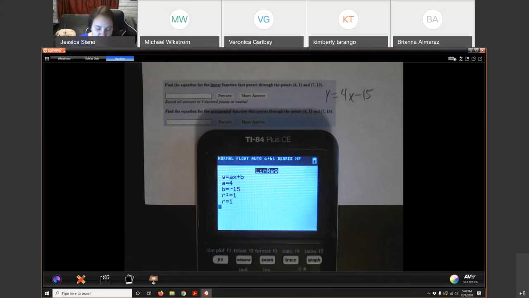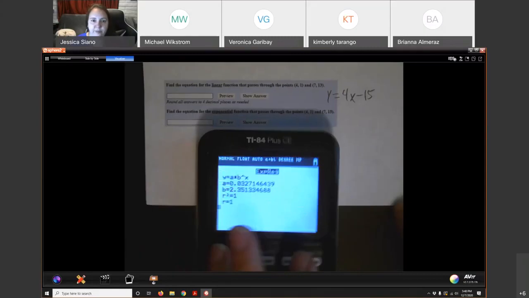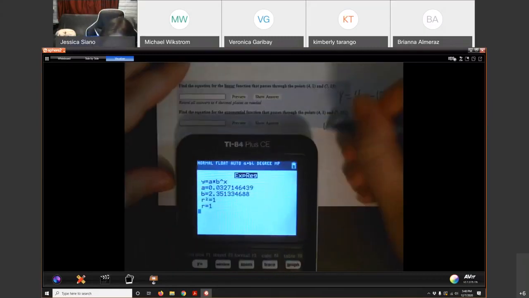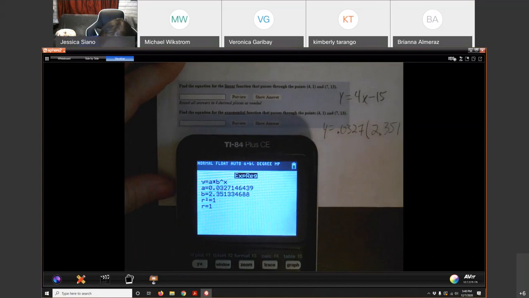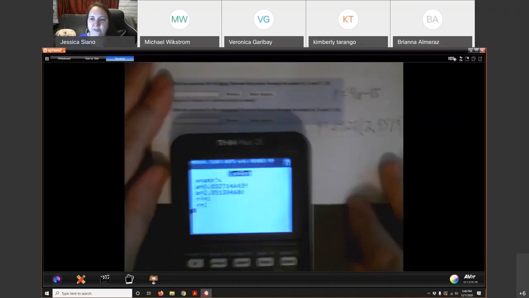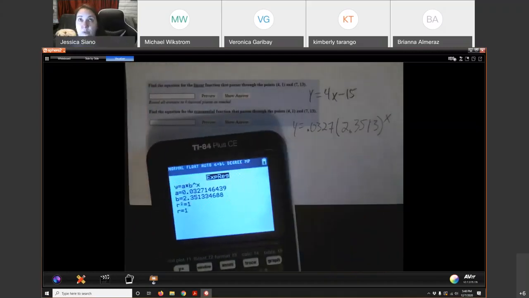And then to do exponential, you're going to go back to stat, back to calc. Exponential regression is just off the screen. There it is. With the same 2 points to 4 decimal places, 0.0327 to the 2.3513. Okay, 0.0327 times 2.3513 to the X.